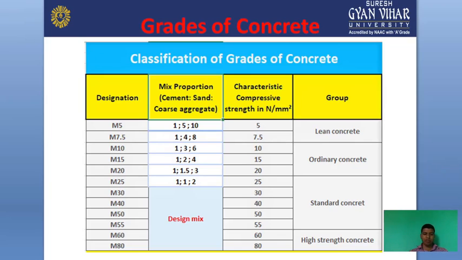And M30, M40, M50 are design mixes as per the requirement of any project. M30 gives us 30 Newton per mm square compressive strength after 28 days. Concrete is also classified into groups like lean concrete, ordinary concrete, standard concrete and high strength concrete. Lean concrete is used for rough work, ordinary concrete is used for normal work, standard concrete is used in structures, and high strength concrete is used in dams, bridges and apartments.